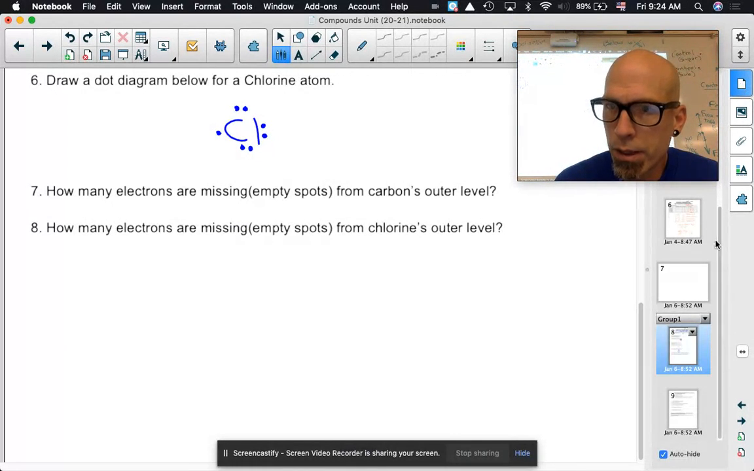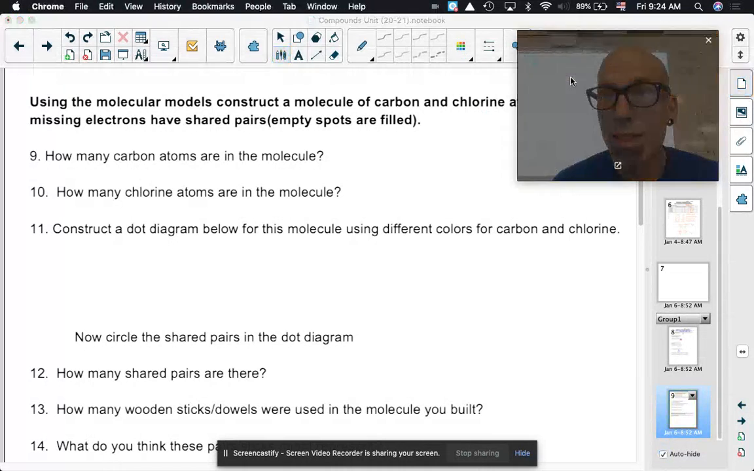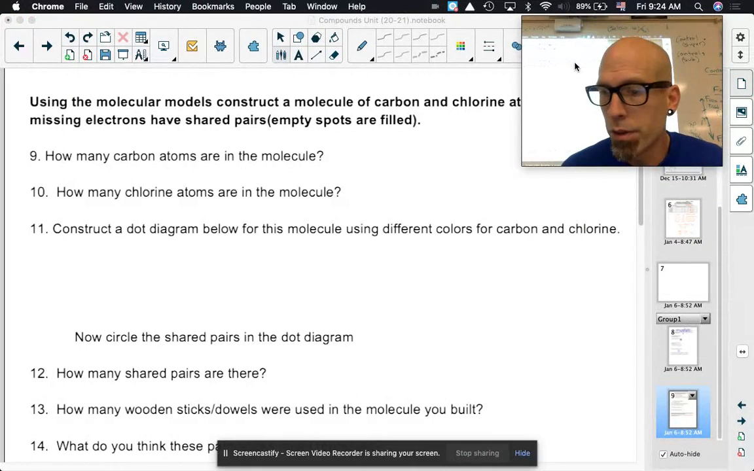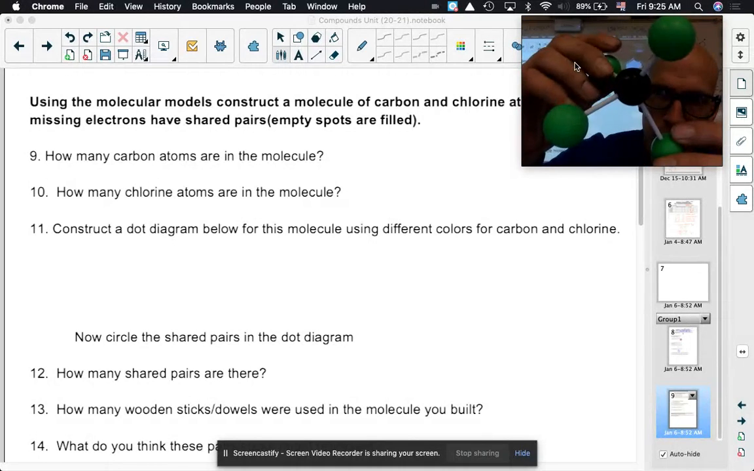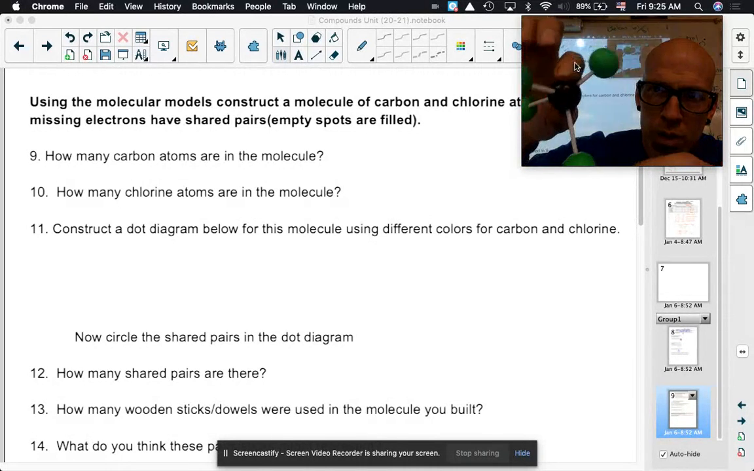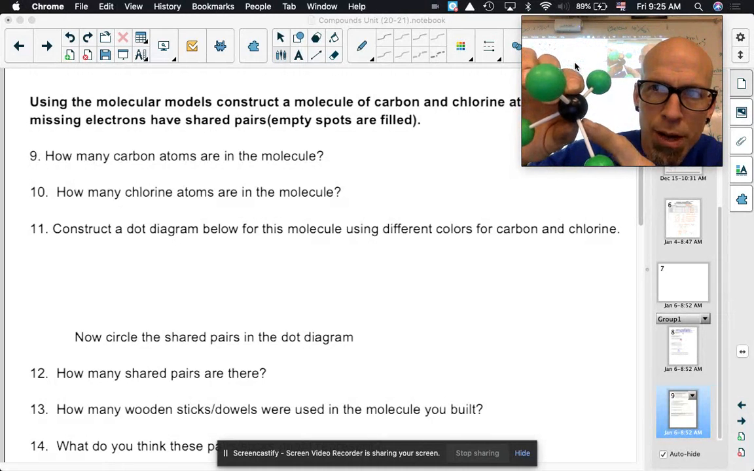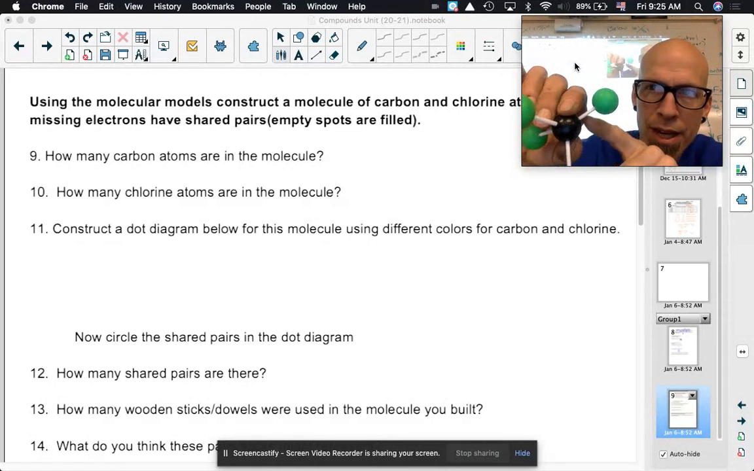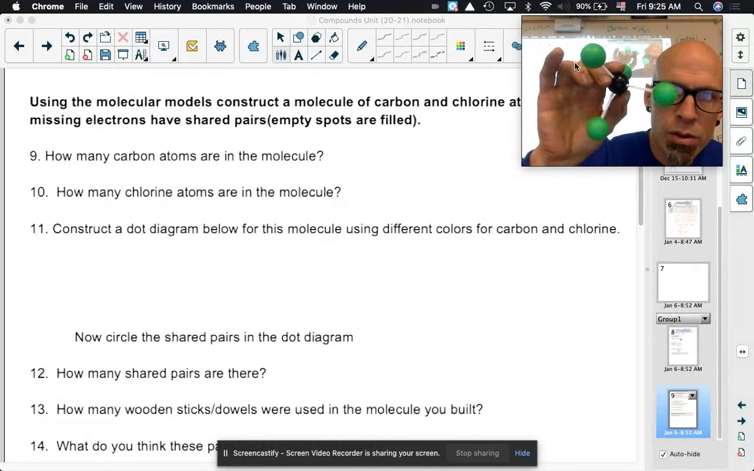If I can get the next page going here. Using the molecular models, construct the molecule of carbon and chlorine, which I did, so that all the missing spots are filled. The missing spots for the carbon are actually holes. This thing has holes in the center one, the black one, which is carbon, which is why there are 4 sticks coming out of it, because there are 4 holes, 4 empty spots. So we occupy the empty spots with a stick, and that stick then connects each of these chlorines here, which I showed you the other day.